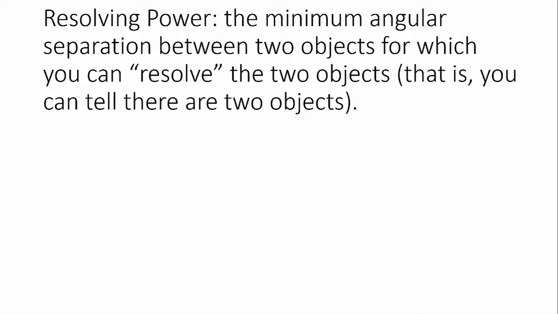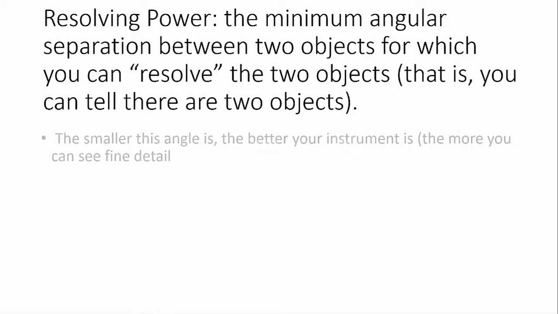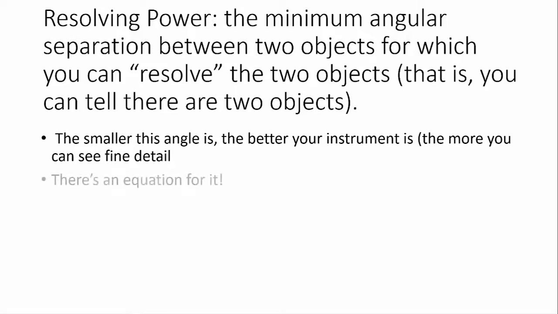The resolving power is the minimum angular separation between two objects for which you can resolve the two objects. And that just means that you can tell that there are two objects. When they get too close together, you can't. And so we'll have to deal with that. And this is a power where the smaller the angle is, the better your instrument happens to be. And that means the more you can see fine detail in things. And there's an equation for it, of course.